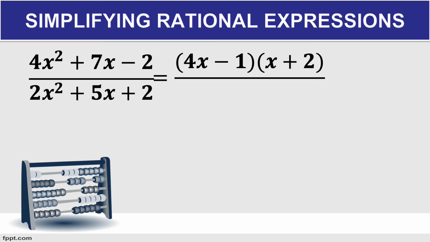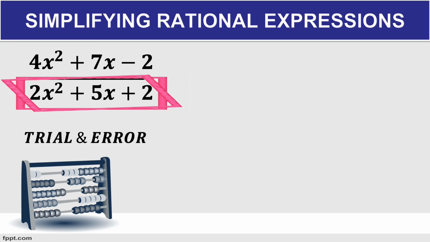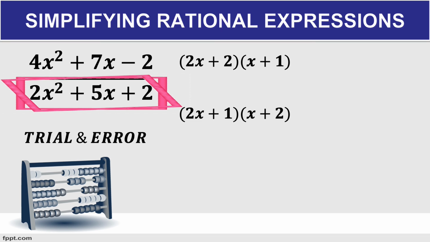Next natin yung denominator. Trial and error method ulit ang gagamitin natin. So, 2x squared plus 5x plus 2. So, maglilista na tayo. That is 2x plus 2 times the quantity x plus 1 and 2x plus 2 times the quantity x plus 2. Okay po? Check natin kung alin dyan. So, 2 times x is 2x. 2x times 1 is 2x. 2 times 2 is 4x. So, mali yun.